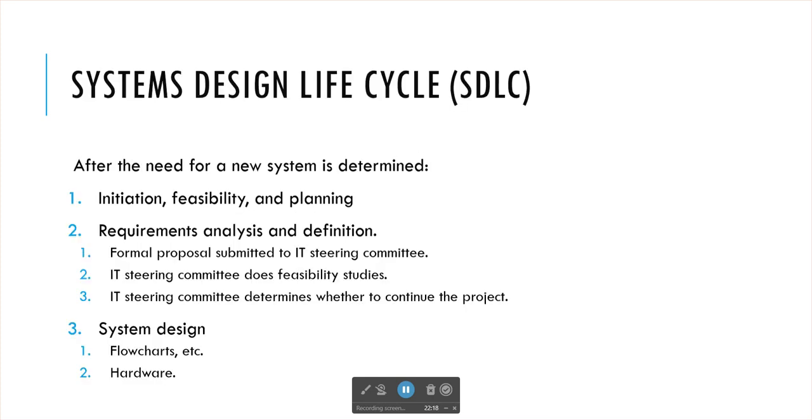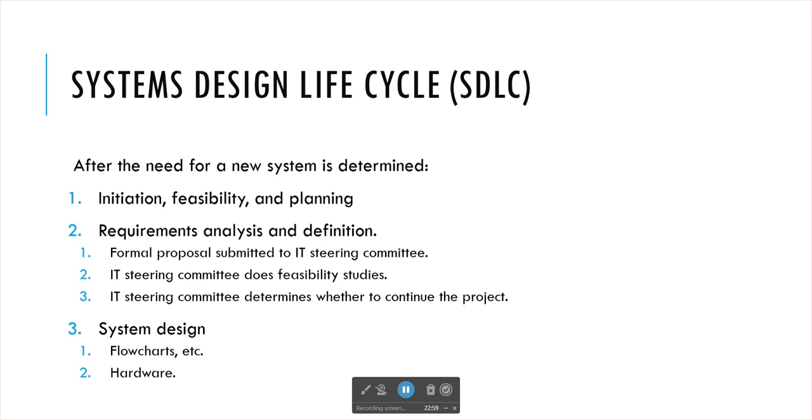Now, the system design life cycle, it says that after we have determined that we need a new system, the first stage is going to be the feasibility and studying that and the planning associated with it. And we have to be specific about what we want it to do. We're going to submit the proposal to a steering committee. The steering committee is going to look at the feasibility and see if it's really possible to do everything. And they're going to determine whether it's possible to do it, whether we should go forward.